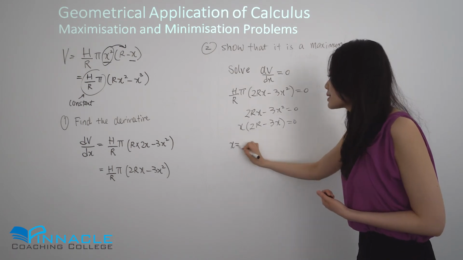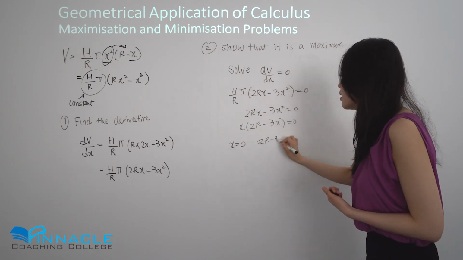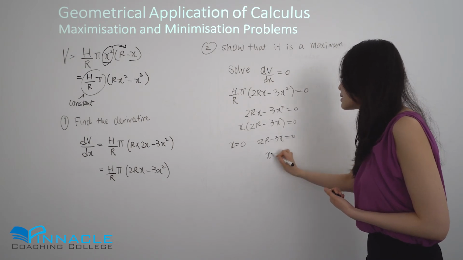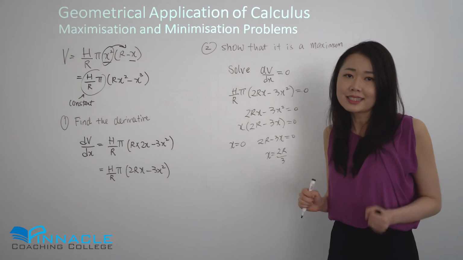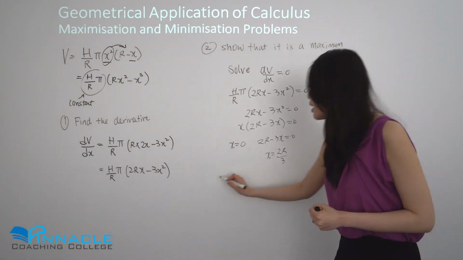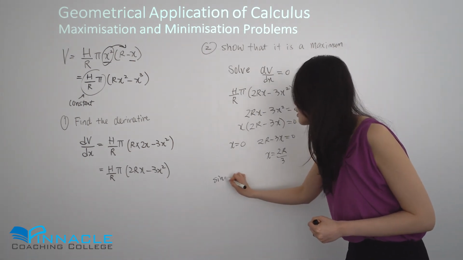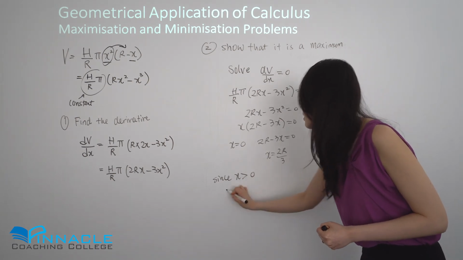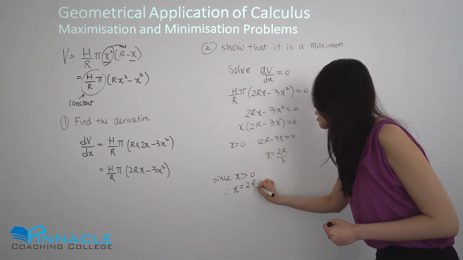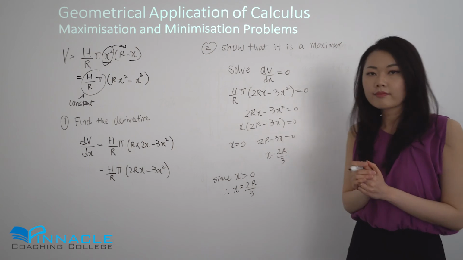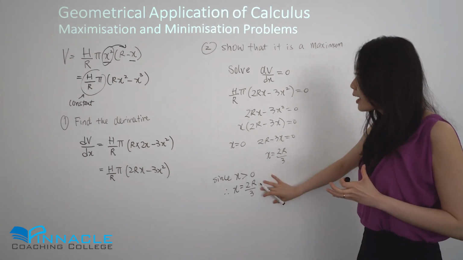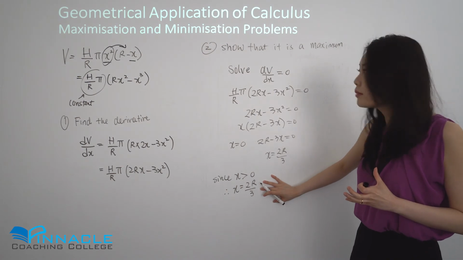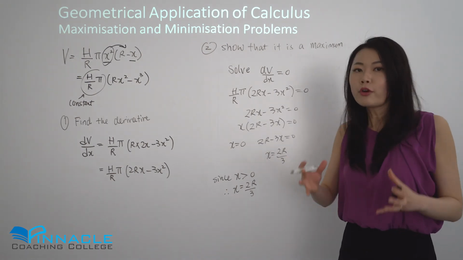So in other words, x is equal to 0, or x is equal to 2r on 3. Obviously, x equals 0 does not make sense. You don't have a cylinder. So therefore, it's 2r on 3. Okay, so now that we've got the point at which is supposed to be a maximum, we are then going to show that it is a maximum.